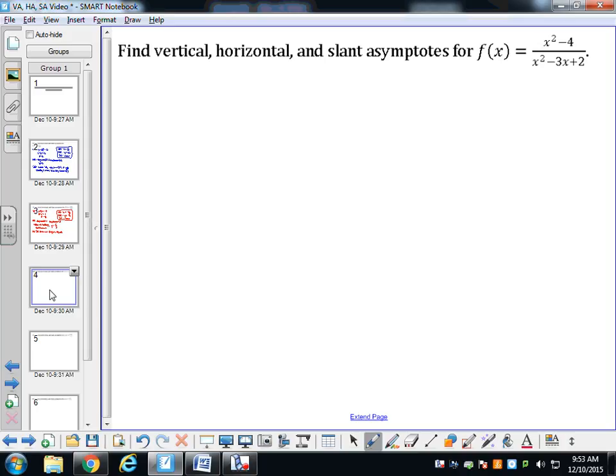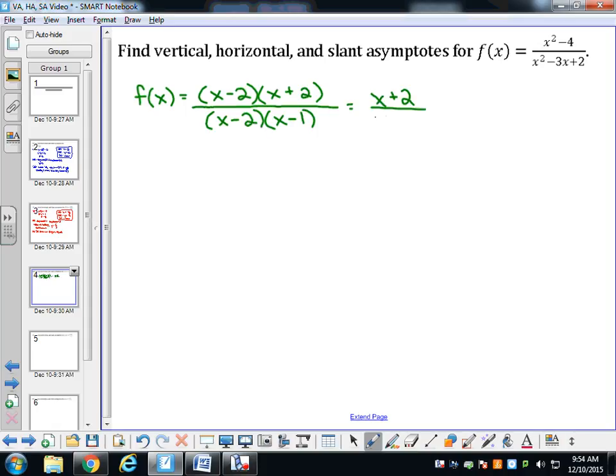Next example, f of x equals (x squared minus 4) over (x squared minus 3x plus 2). Check to see if we can simplify, and in this problem we can. So I can factor numerator and denominator. So I get (x plus 2) over (x minus 1). This is what I now want to use. Okay. So for my vertical asymptote, I set the denominator equal to 0. So I get that x equals 1.